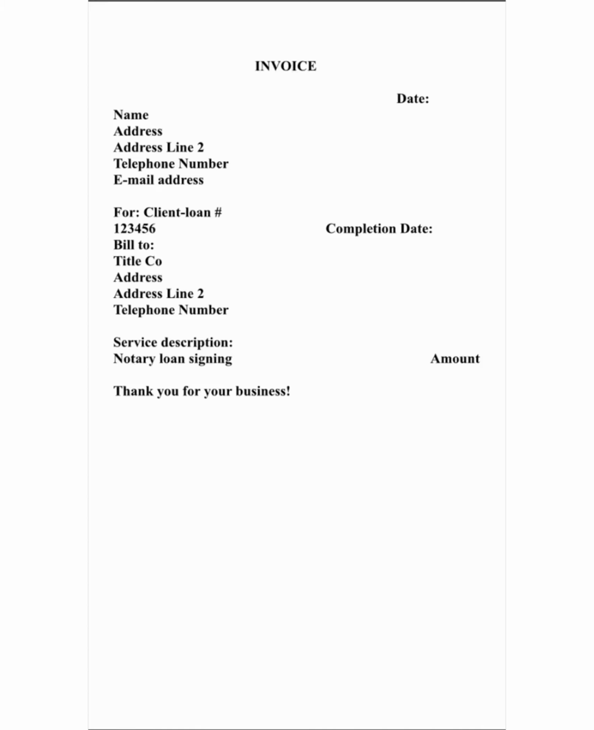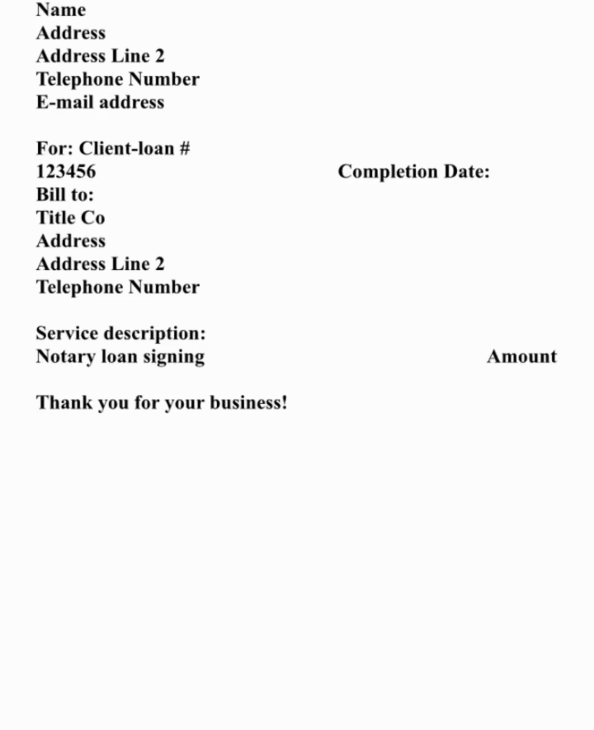Down below that, go ahead and indicate who you are billing with this particular invoice. For example, if it is XYZ Title Company, indicate that, the title company's address and phone number. Below that, you will see a service description, and it could be something as simple as notary loan signing. Across from that, the amount that you are charging them. Of course, this will generally be an amount that you agreed upon previously. So, of course, if it's $250, for example, you simply just put the amount that is in question.